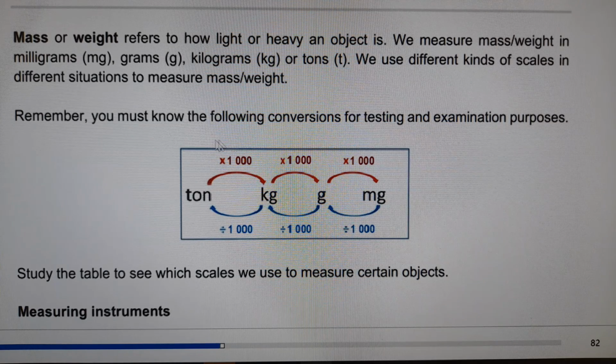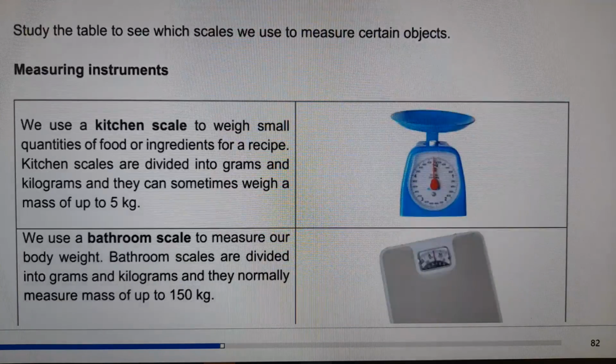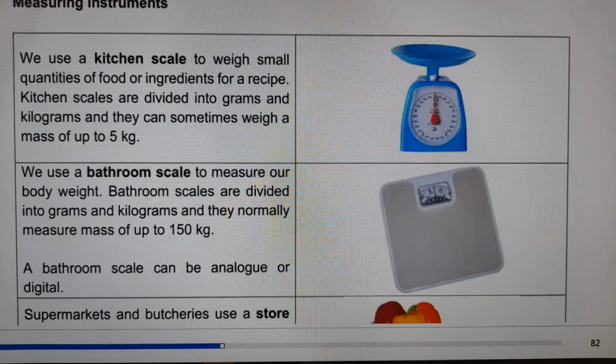We have already dealt with this table where we have tons, kilograms, grams, and milligrams. If you go in the forward direction, you multiply by 1000, and if you go in the backward direction, you divide by 1000. This we've already done in first term, or term number 1. They say study the table to see which scales we use to measure certain objects. Let's look at the measuring instruments for mass and weight.